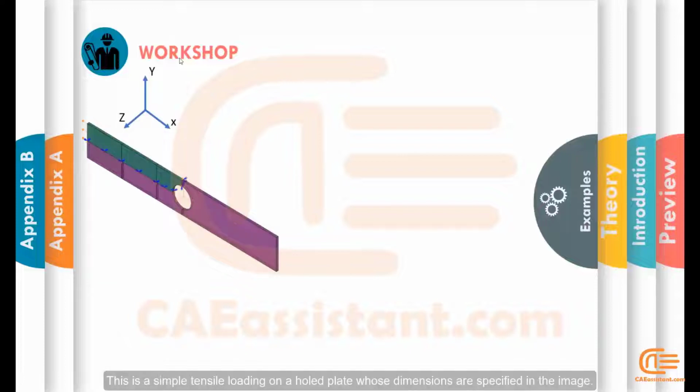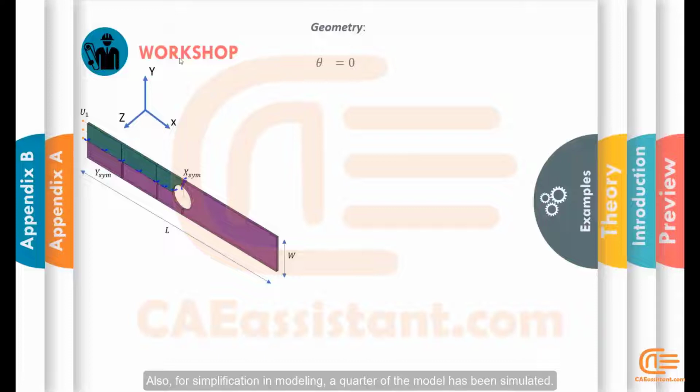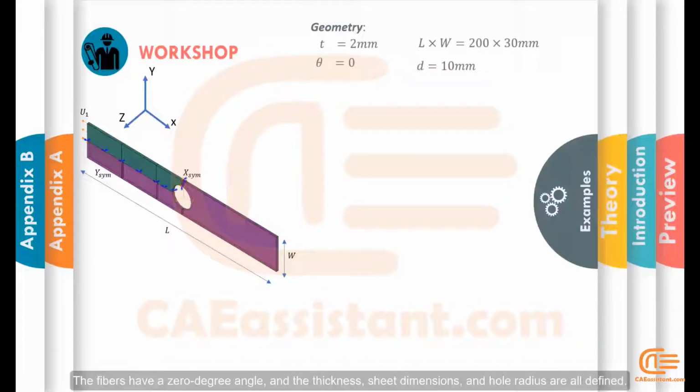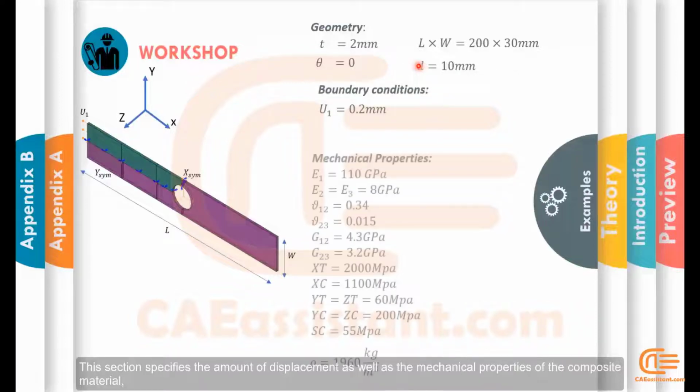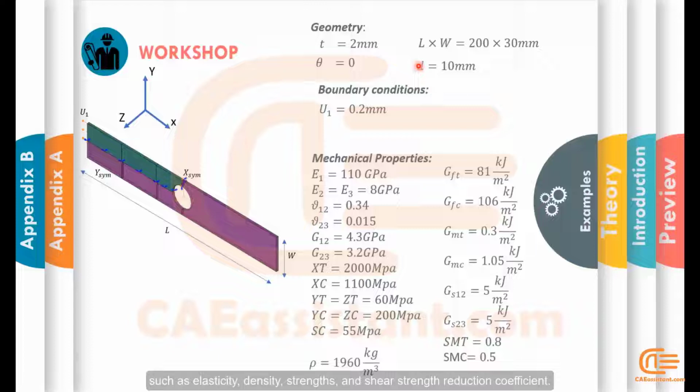This is a simple tensile loading on a plate with a hole whose dimensions are specified in this image. Also, for simplification in modeling, a quarter of the model has been simulated. The fibers have a 0-degree angle, and the thickness, sheet dimensions, and hole radius are all defined. This section specifies the amount of displacement as well as the mechanical properties of the composite material, such as elasticity, density, strength, and shear strength reduction coefficient. The desired subroutine will be implemented in the next section.